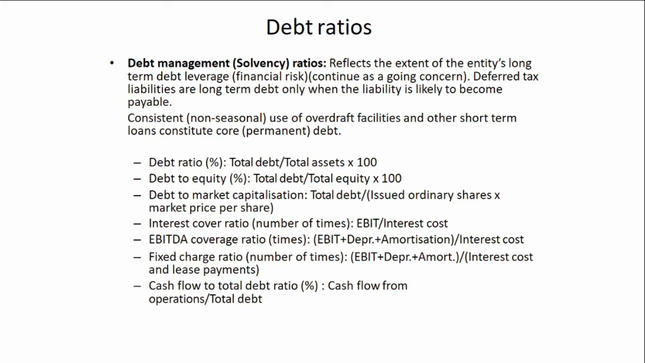Then we have our last debt ratio being our cash flow to total debt ratio. This ratio shows the company's cash flow from operations to its total debt. So this ratio is a type of coverage ratio that can be used to determine how long it would take a company to repay its debt if it devoted all of its cash flow to debt repayment.